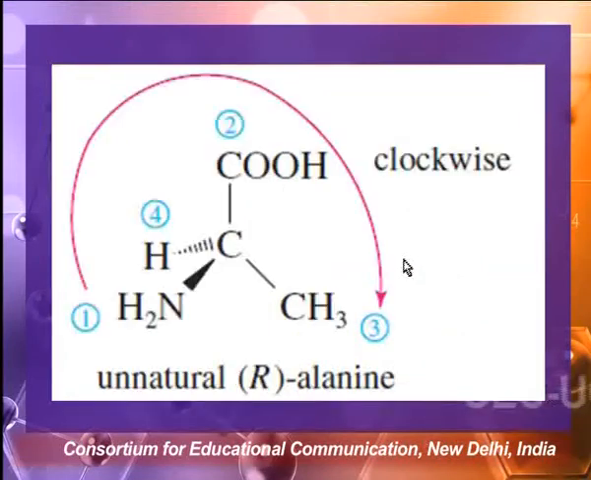Similarly, if we look into the next example, which I have again taken of alanine, this has been assigned configuration R on the basis of the direction in which our eye is traveling. In this case, our eye is traveling from the group having highest priority to the group having lowest priority in clockwise direction. So this compound is assigned configuration R.